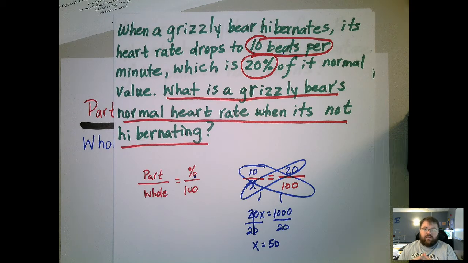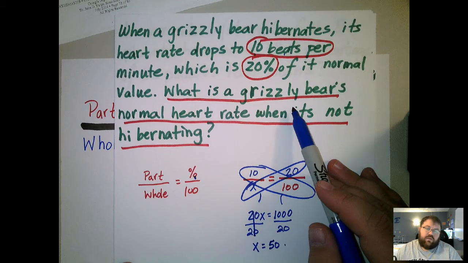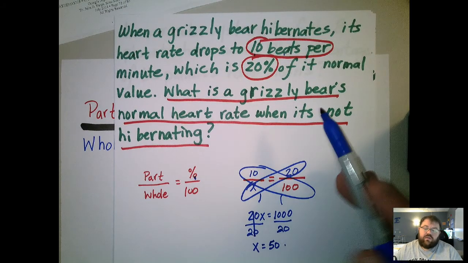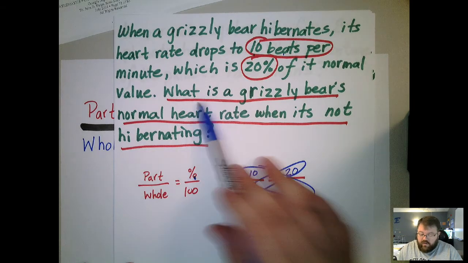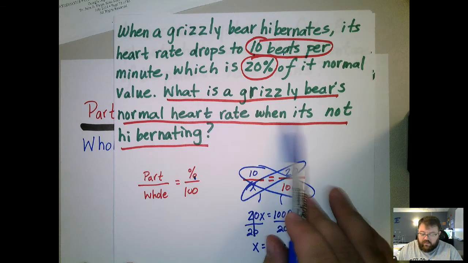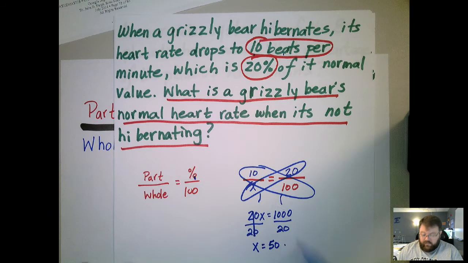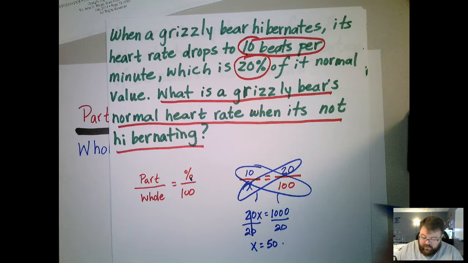You need to think about what your number actually means. Go back to your question. If we're asking you what your answer means in context of the problem, go back to your question. What is a grizzly bear's normal heart rate when it is not hibernating? 50. So it would be a grizzly bear's normal heart rate is 50 beats per minute when it is not hibernating.